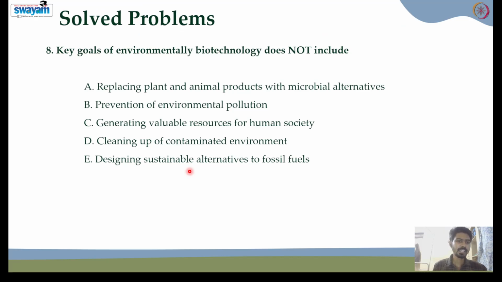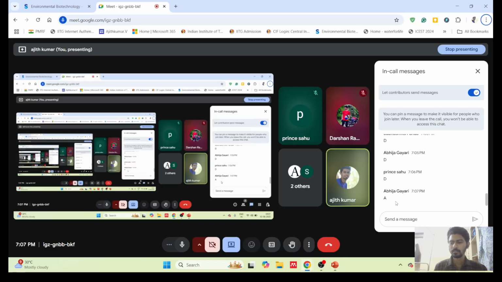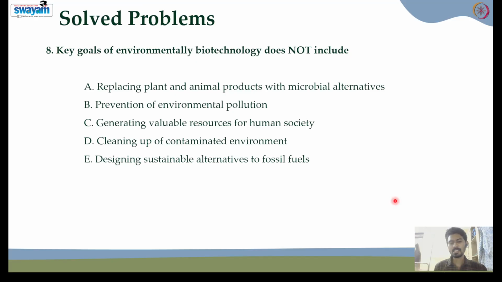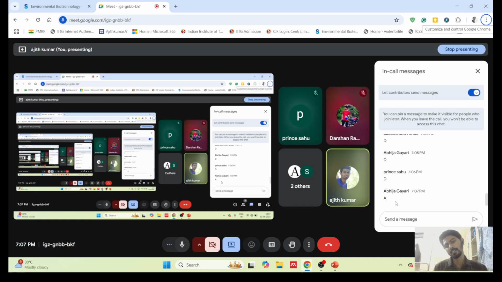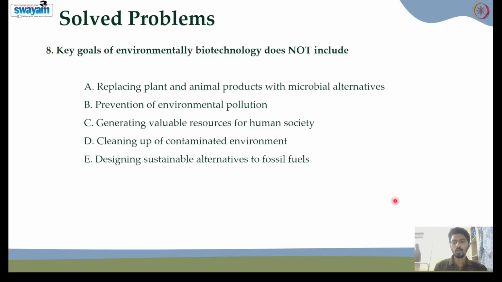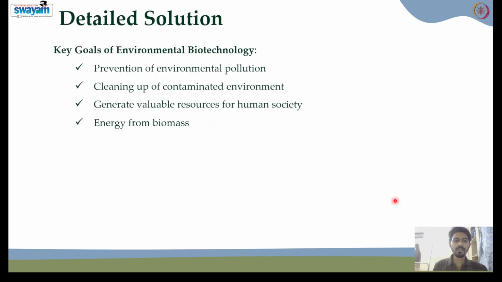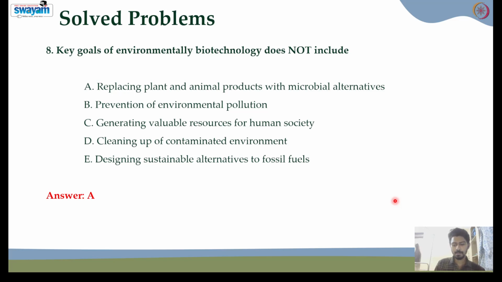Any answer? Key goals of environmental biotechnology does not include. Option A. Okay, that is correct, Abhija. Option A, replacing plant and animal product with microbial alternatives, because this comes under the biotechnology aspect.